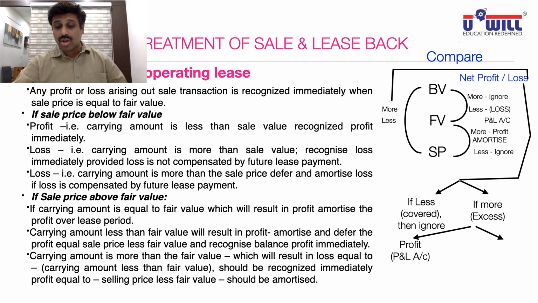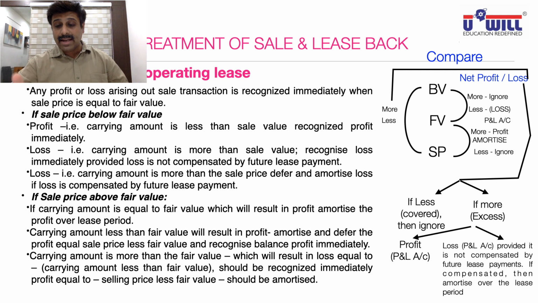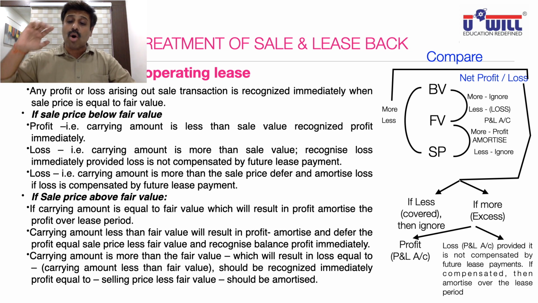But if it is loss, then you take it to P&L account immediately provided it is not compensated by future lease payments. What you have to do, just write this language, that's it. Don't go into detail. If it is a loss, then you write this statement that it will be taken to P&L account immediately provided it is not compensated by future lease payment. And you further mention one more statement. If it is compensated by future lease payments, then amortize over the lease period.